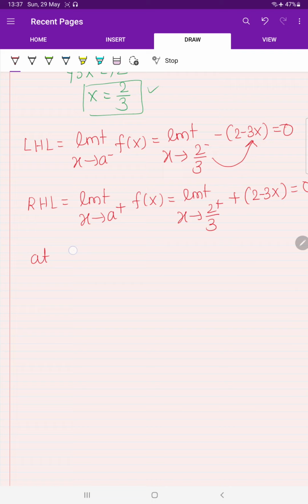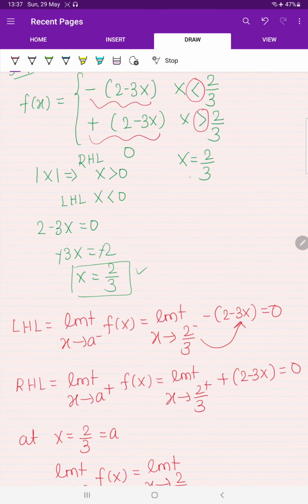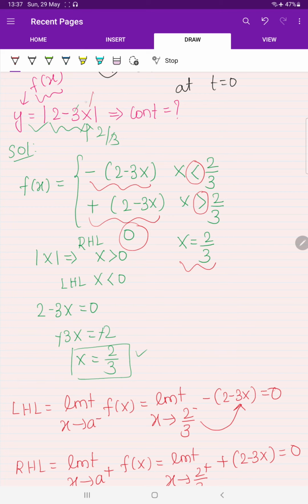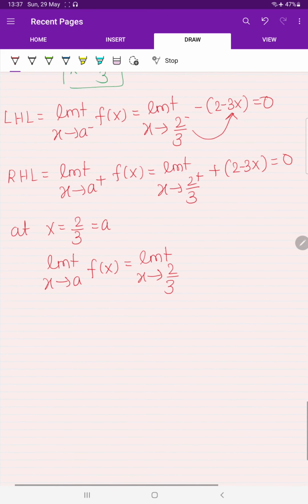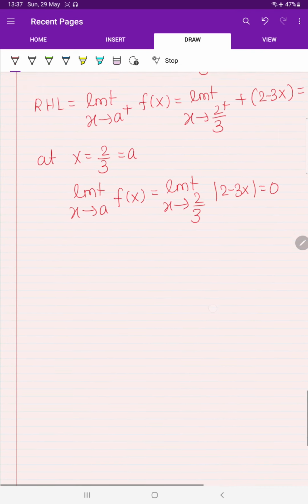Now the third thing is exactly at x equal to 2 by 3, the specific point. At x equal to a, what is the value? This can be written as limit x approaching a of f of x, where a is 2 by 3, and the function f of x is the mod function. When you are specifically looking at this point, we already found the answer directly. Go to the question and directly substitute x equal to 2 by 3, and you will get 0.